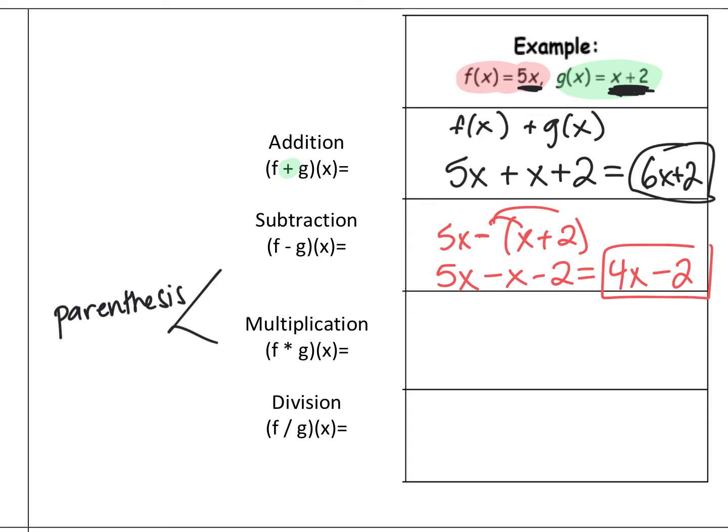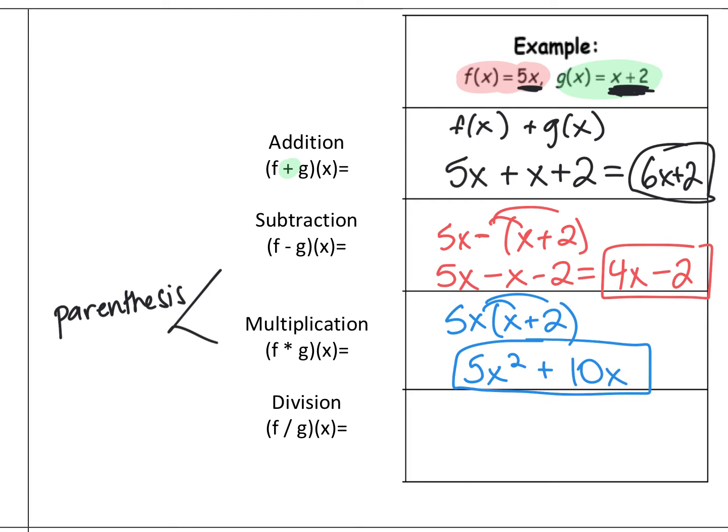Multiplication. How are we going to set that up? F times G. Perfect. 5x times x plus 2. Now what? Distribute. What is 5x times x? Yep, multiply the coefficients, add their exponents. 5x squared, and then 5x times 2? 10x. That is it. Any questions on that?